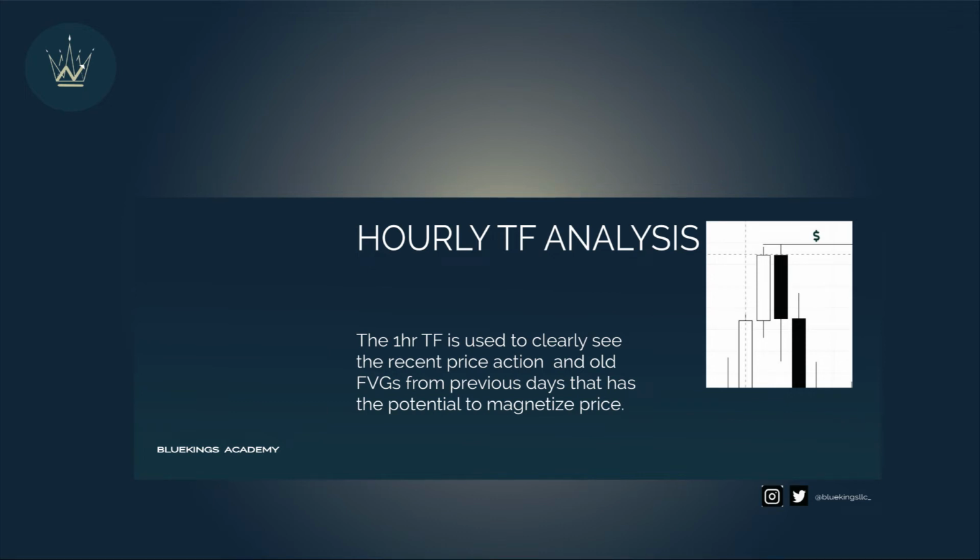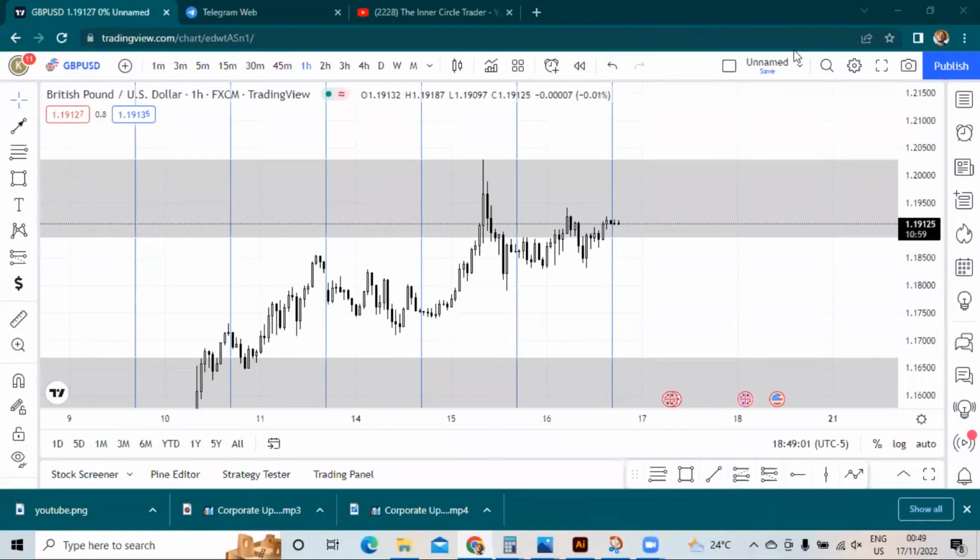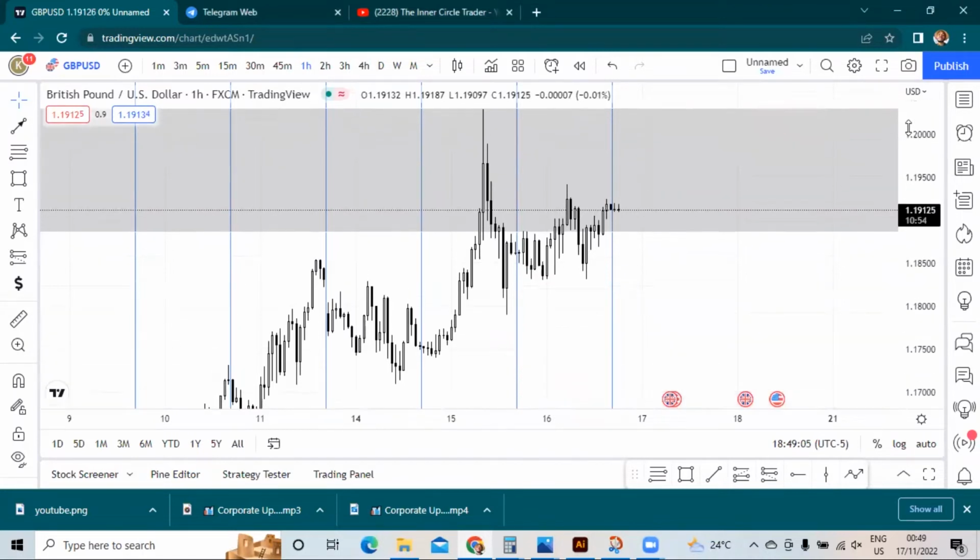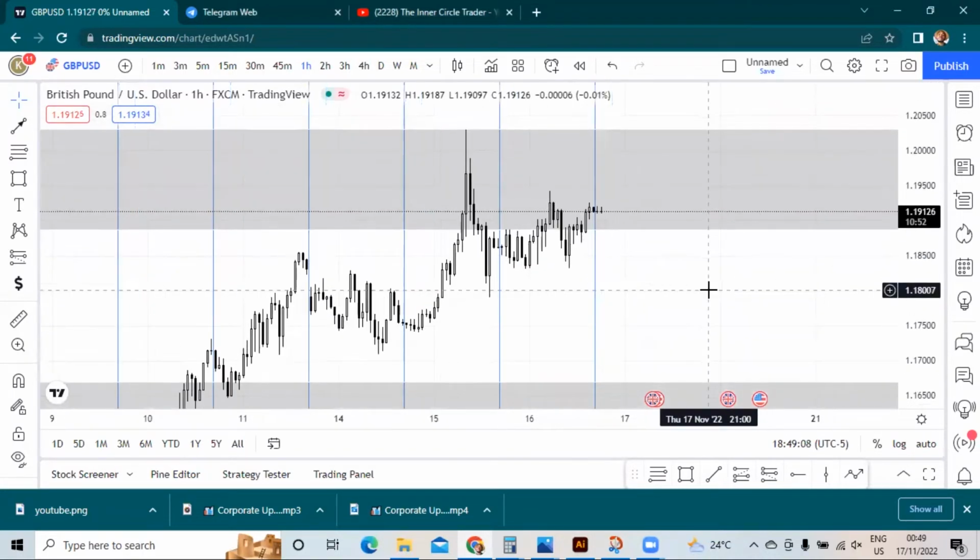So looking at the hourly time frame analysis, this is how I define it. The 1 hour time frame is used to clearly see the recent price action and old averages from previous days that have the potential to magnetize price. Nice. So let's look at the 1 hour time frame on GBP USD. What does the 1 hour time frame help you to do?